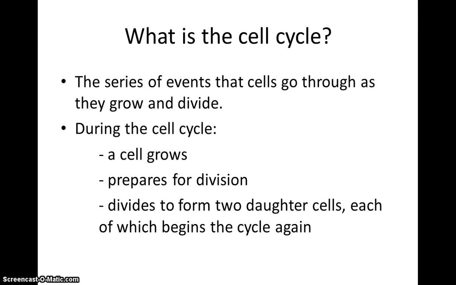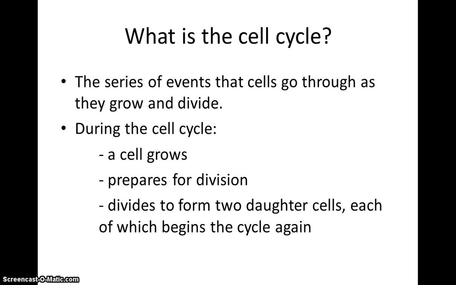So during the cell's growth cycle, a couple of things are going to happen. First, it is going to grow, and then it will divide. All the events that happen leading up to that division and that period of growth we call the cell cycle. So here, the technical definition: series of events that cells go through as they grow and divide.